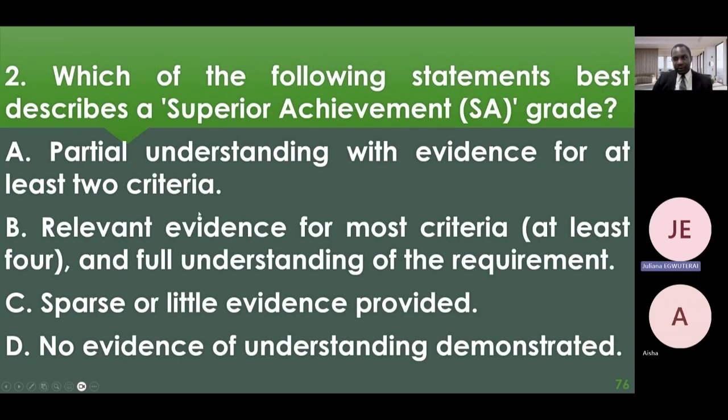Number 2, which of the following statements best describes a superior achievement grade? A, partial understanding with evidence for at least 2 criteria. B, relevant evidence for most criteria, at least 4, and full understanding of the requirement. C, sparse or little evidence provided. D, no evidence of understanding demonstrated. Which of the following statements best describes a superior achievement grade? B? Yeah. B or A?